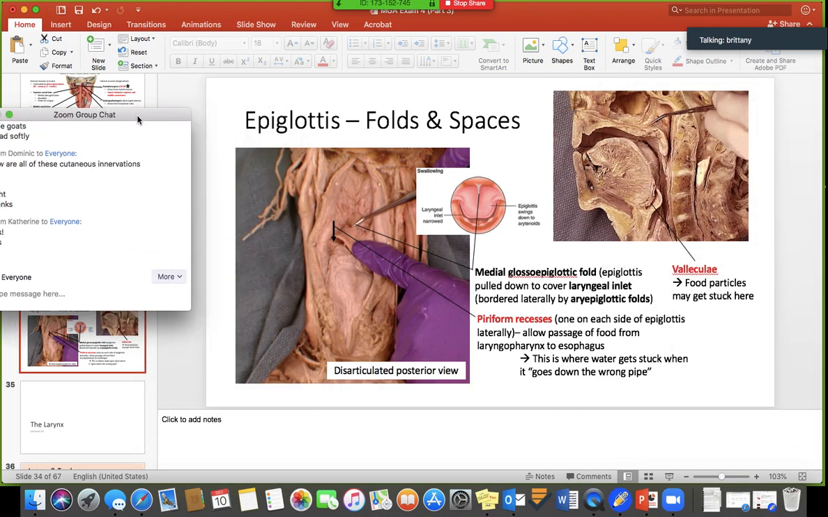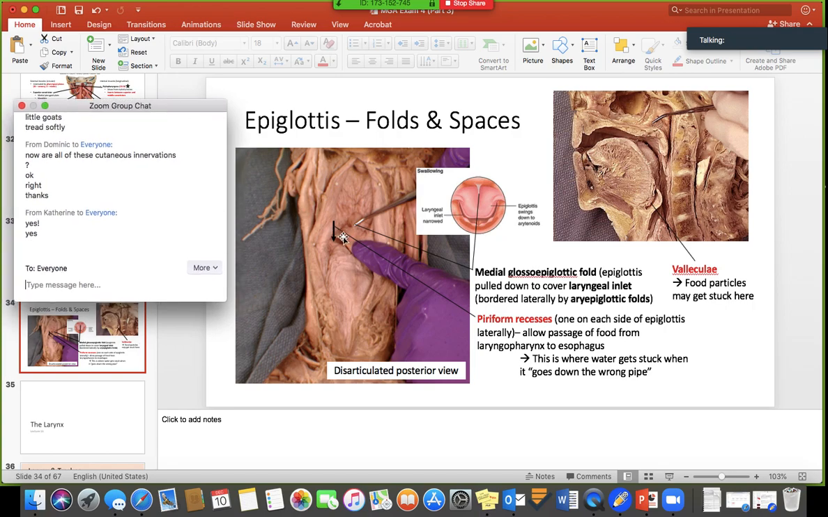Okay, so two things here. Be able to identify your piriform recess. So the piriform recess is on either side of the epiglottis, and it allows for passage of food from the laryngopharynx down into the esophagus.